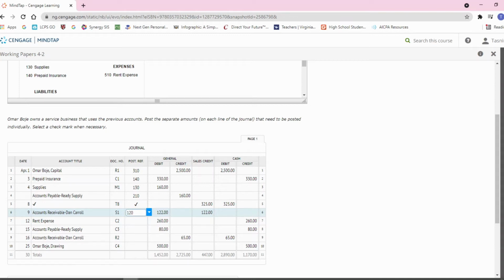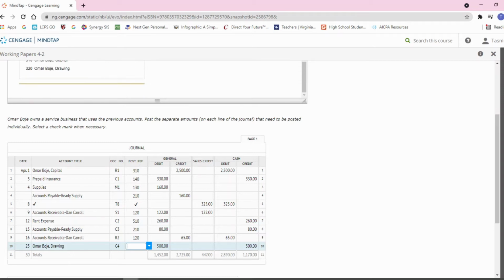Rent expense, we can see here our rent expense is 510. Put account number 510 there. And then we have accounts payable, Ready Supply again. We can scroll back up here in our chart of accounts and see that is 210. And then again, we have an accounts receivable transaction for that. And we can just look right here and see that was 120. And then lastly, Omar Boje drawing account, and that is 320 under our owner's equity.